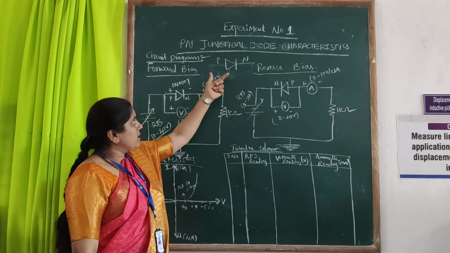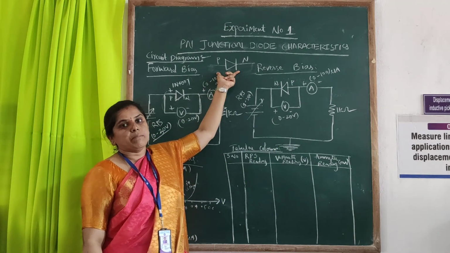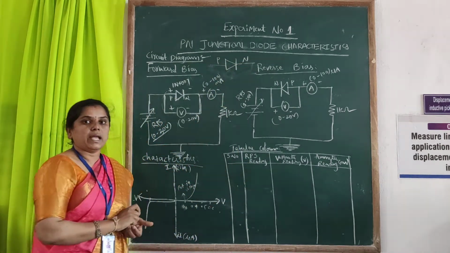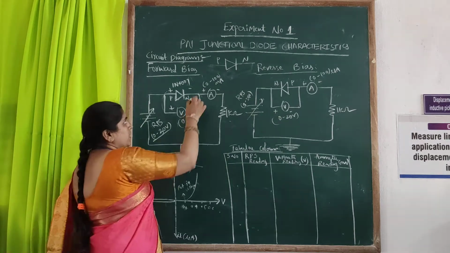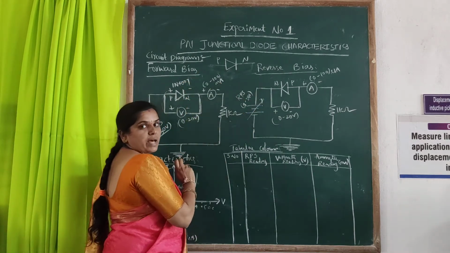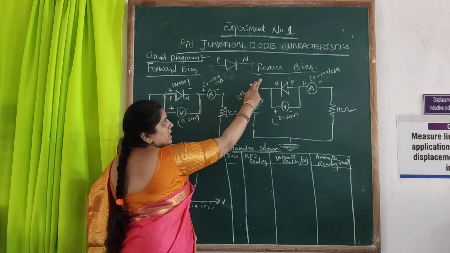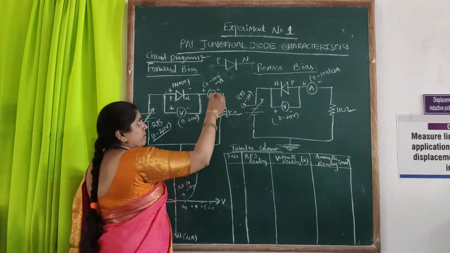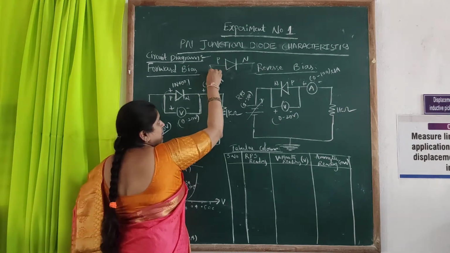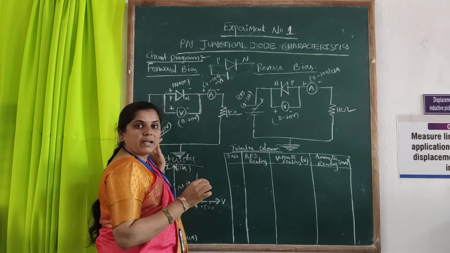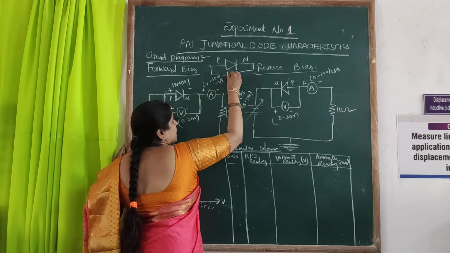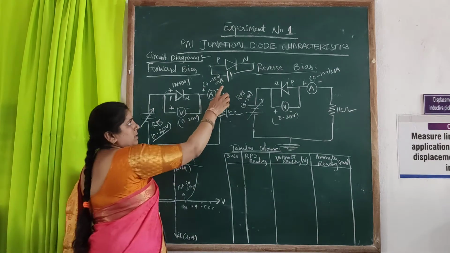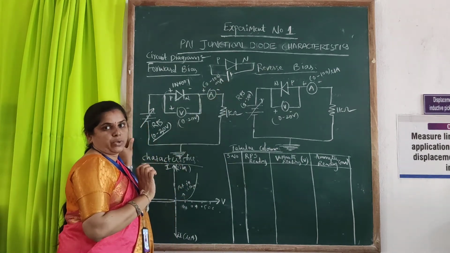First of all, this is the PN junction diode symbol. This one is the P terminal and this one is N terminal. So in that the two biasing modes are there, the forward bias and reverse bias. So what is meant by forward bias? Forward bias is nothing but this P terminal is connected to positive terminal of the battery and N terminal is connected to negative terminal of the battery. This is forward bias circuit.